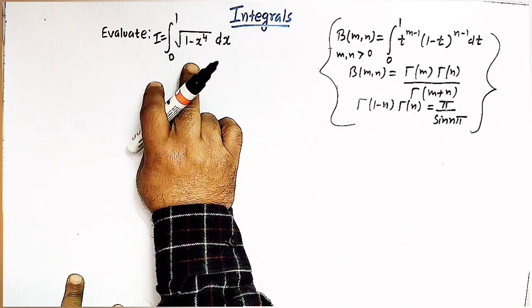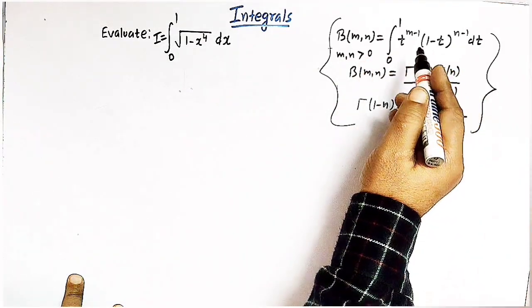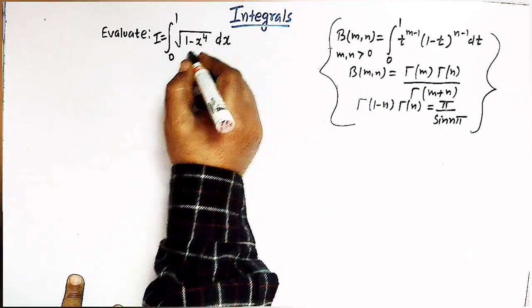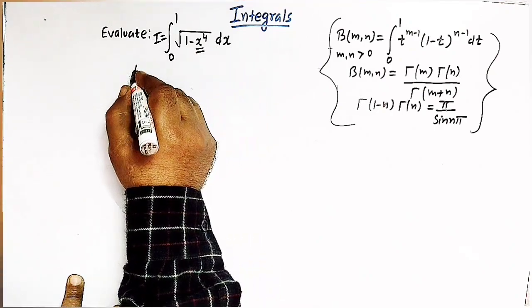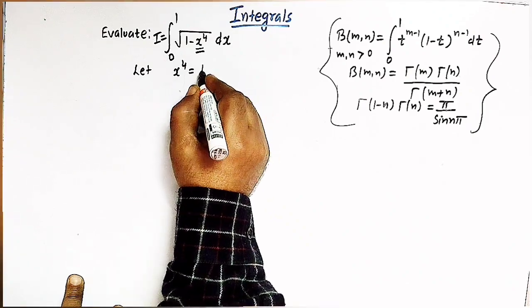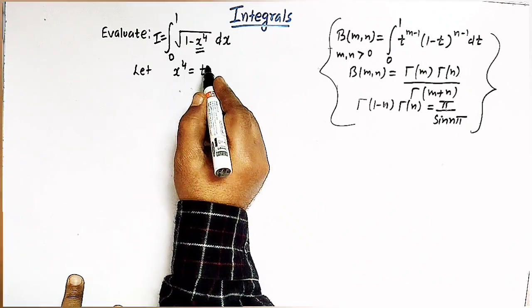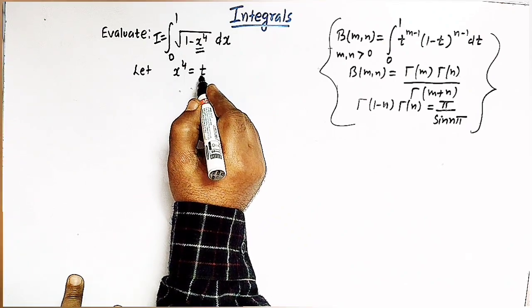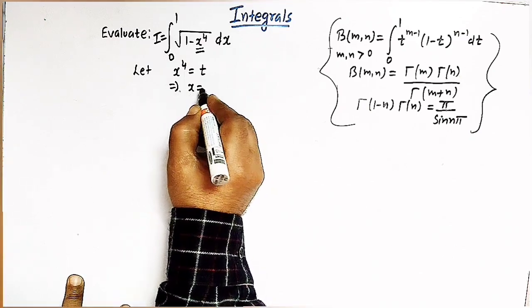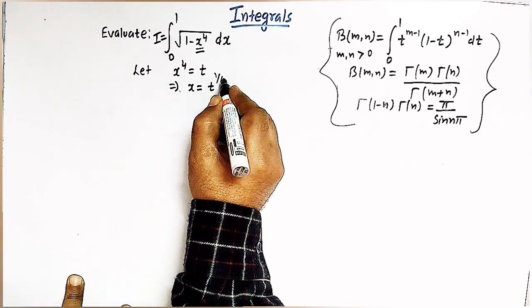So let us first convert this integral into the beta function by making this substitution, that is x raised to 4 can be taken as equal to t. So here we are introducing the variable t, right? So we can now write x is equal to t raised to 1 over 4.